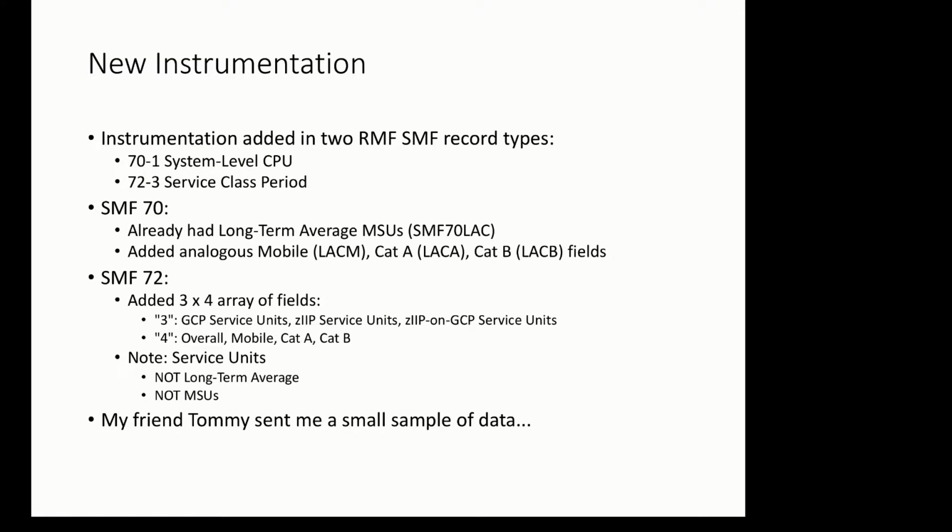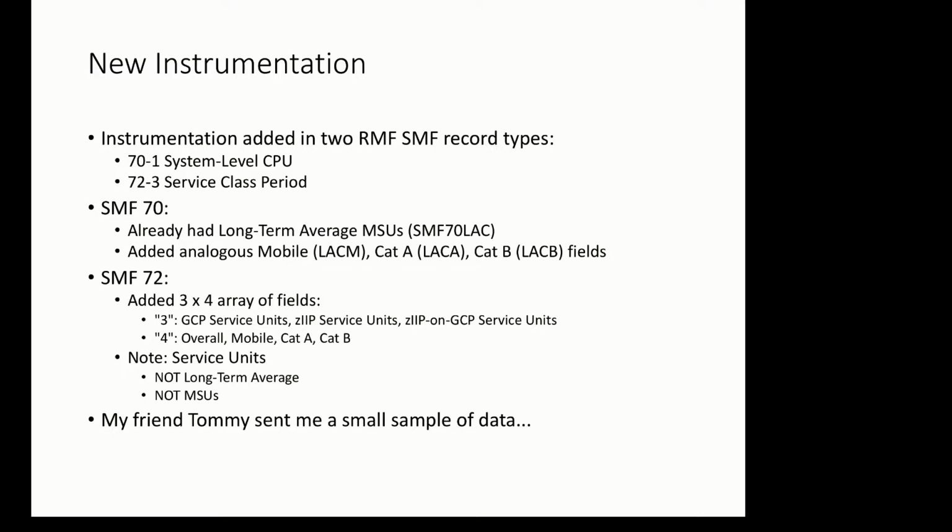In particular, SMF70 up at the system level already had a long-term average MSUs field called SMF70 LAC. This support adds analogous fields for mobile, for Category A and Category B, and the naming convention you can obviously work out for yourselves is LAC-M, LAC-A, and LAC-B respectively.